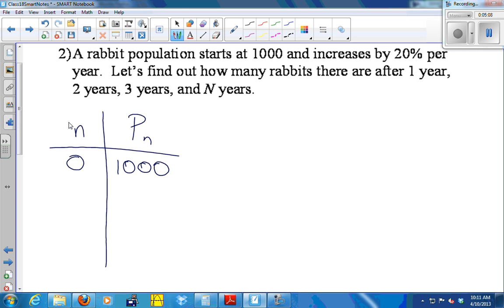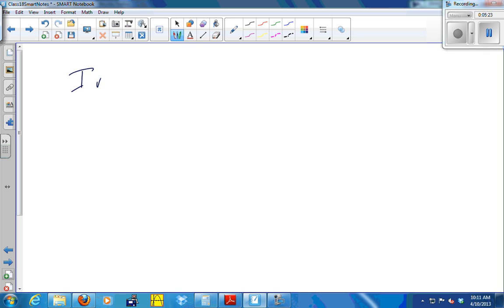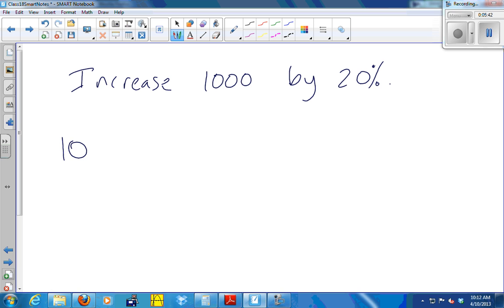All right, so 1 year later, I need to increase 1,000 by 20%. So that's its own kind of math problem, right? How to increase a number by 20%. So I'm going to do it on another page. So I need to increase 1,000 by 20%. Okay. So in general, how do you do this? 1,000 times 1.2. There's multiple ways to do it, right? So one of the quickest is to multiply 1,000 times 1.2.